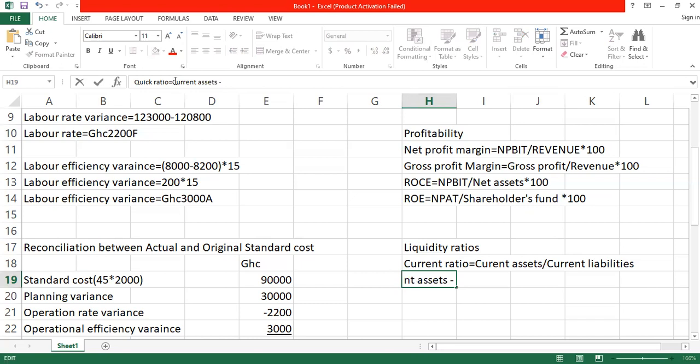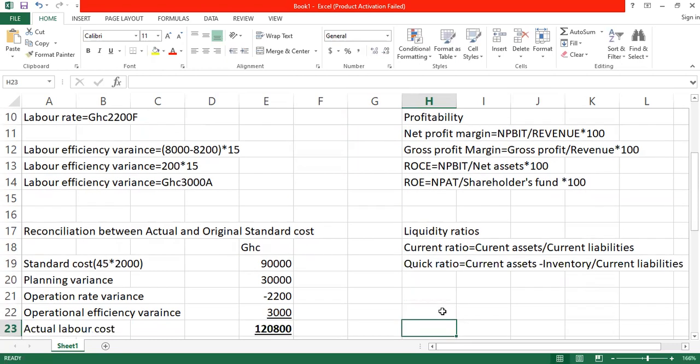Current assets minus inventory, which is the closing inventory, all divided by what? Current liabilities. Okay. So they can also ask you about the efficiency ratios. The efficiency ratios can be asset turnover, inventory turnover period, receivables collection period. You know how to do those ratios, isn't it?